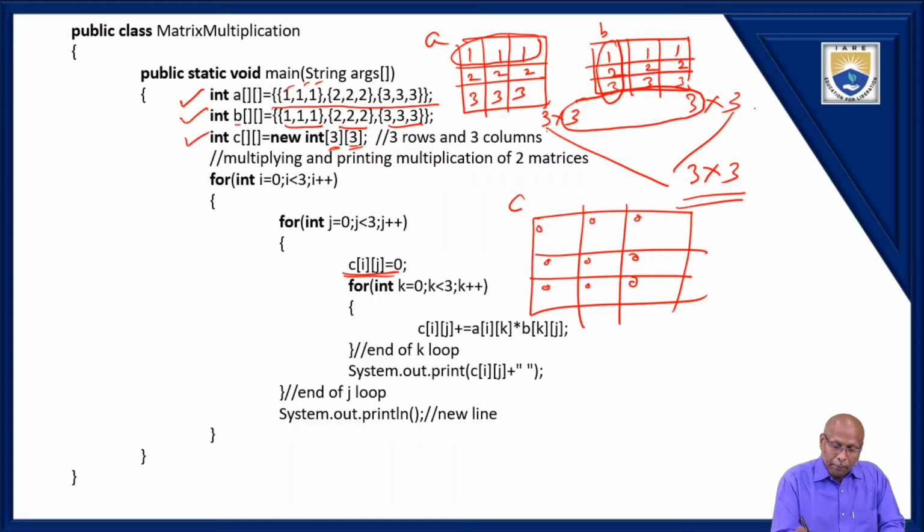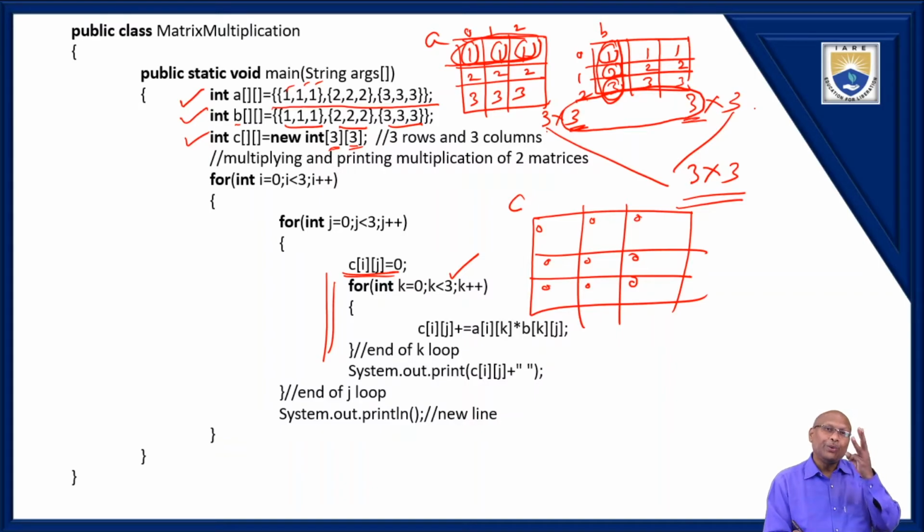Now, you have to multiply 1 with 1, then 1 with 2, then 1 with 3. First row with first column, multiply and add. So, how many times do I have to multiply? 0, 1, 2. Here also 0, 1, 2. That means my loop repeats 3 times. This is nothing but the number of columns of the first matrix, and the number of rows of the second matrix. That is also 3. So my innermost loop will again repeat 3 times.